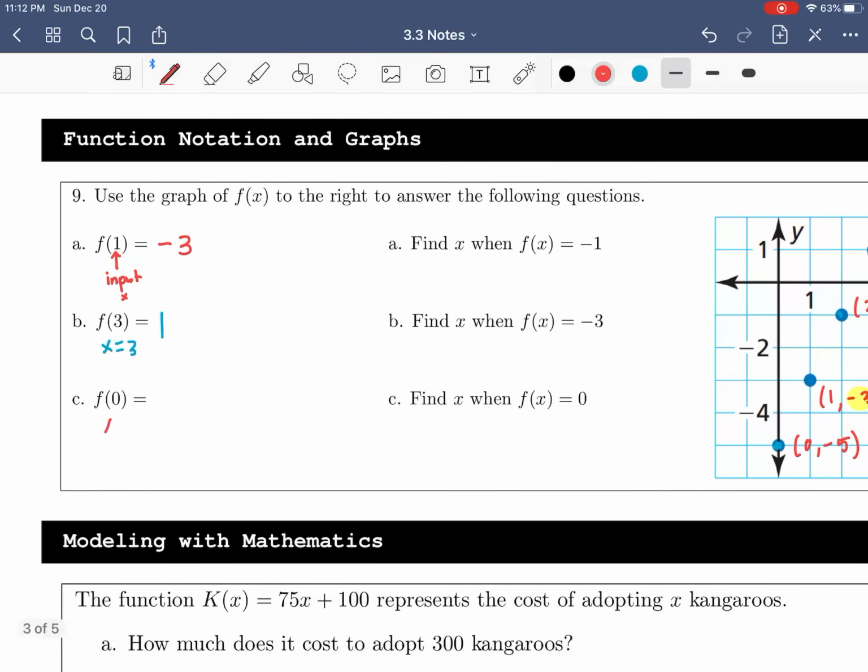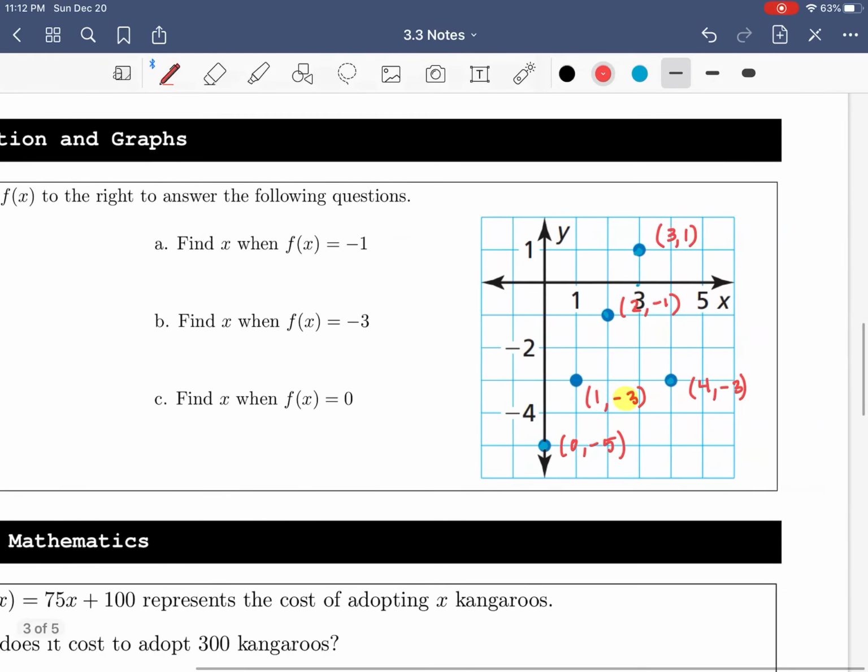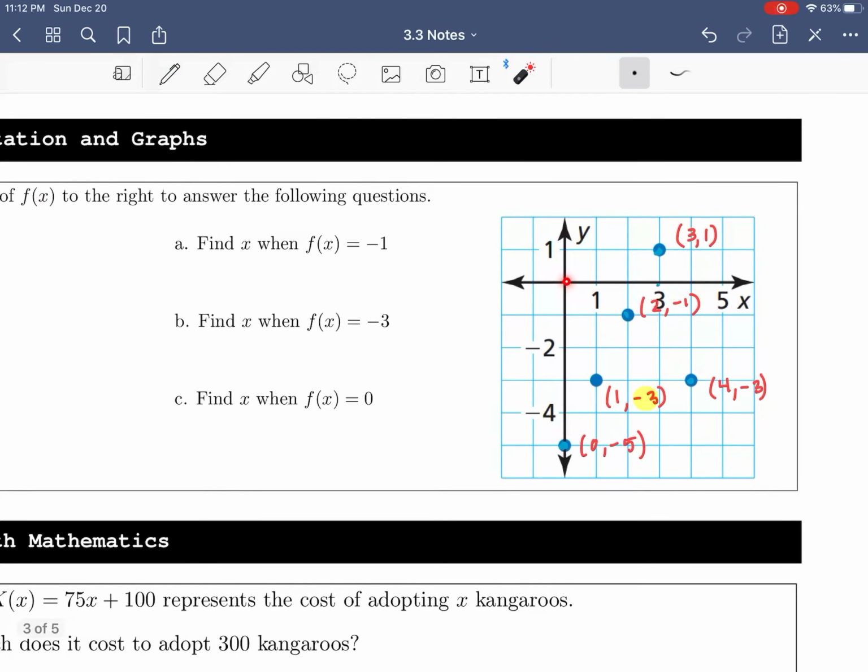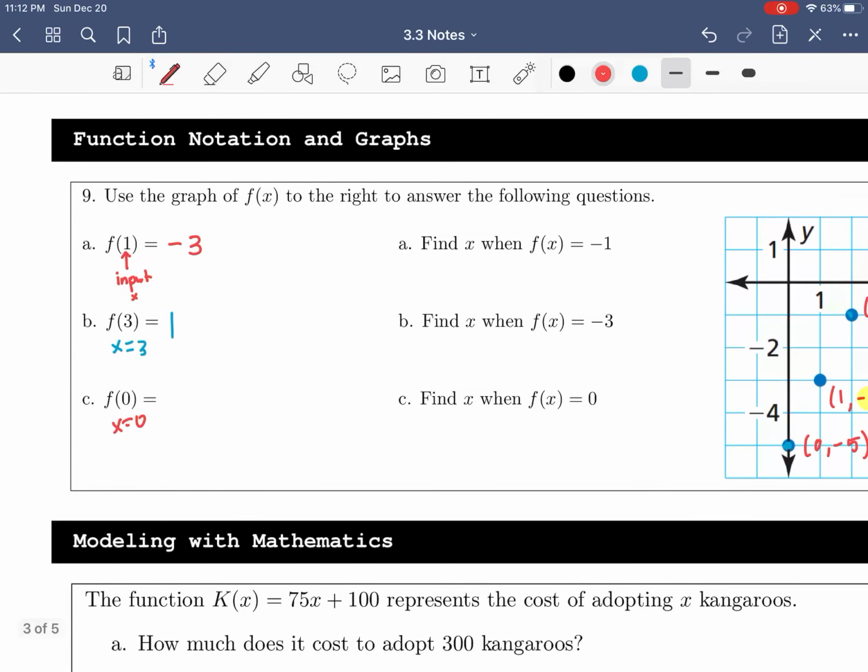Okay, f of 0. So my input, or my x, is 0. Here's x is 0, looking for a dot up and down, and there's this one right here, 0, negative 5. So the y value is negative 5.